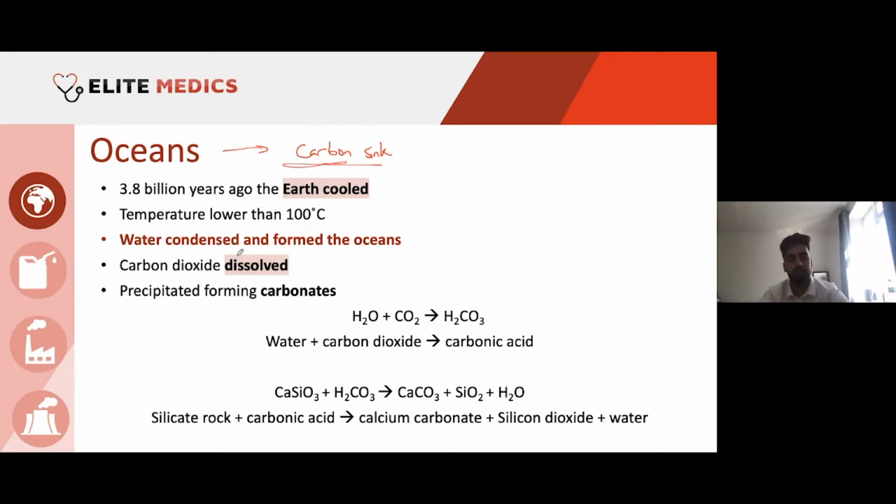Then it precipitates, forming carbonates, and this is where we get calcium carbonate, which is our limestone. And you'll know that a lot of the cliffs, famously the cliffs of Dover, are made of calcium carbonate, limestone. They call it the White Cliffs of Dover.